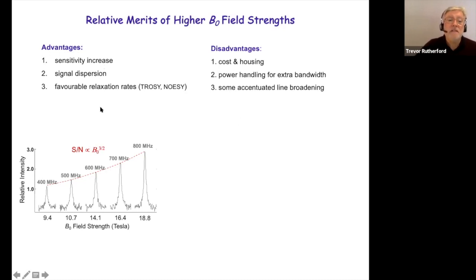Well, the first is you get a sensitivity increase. The signal to noise is proportional to the power of 3/2 of the B0 field. So we don't just increase by a linear contribution, we actually do slightly better than linear as we go to higher magnetic field strengths. So the magnetic field strength strictly here is in Tesla, but what we quote for the spectrometer is the frequency that you get for a proton nucleus at that field strength. So the spectrometers are always referred to by megahertz of the proton frequency.